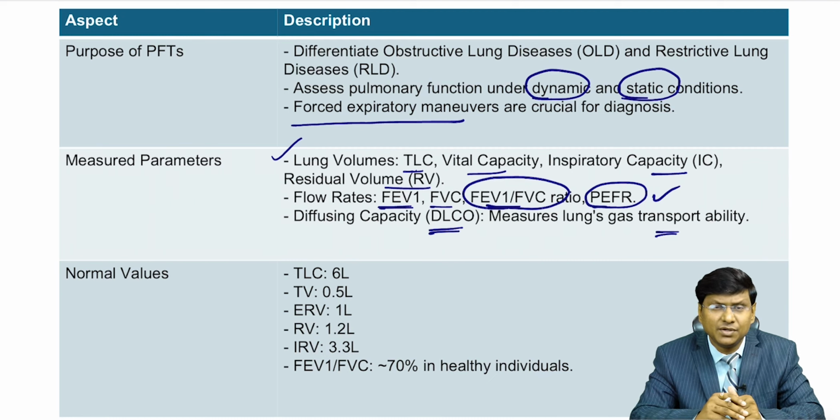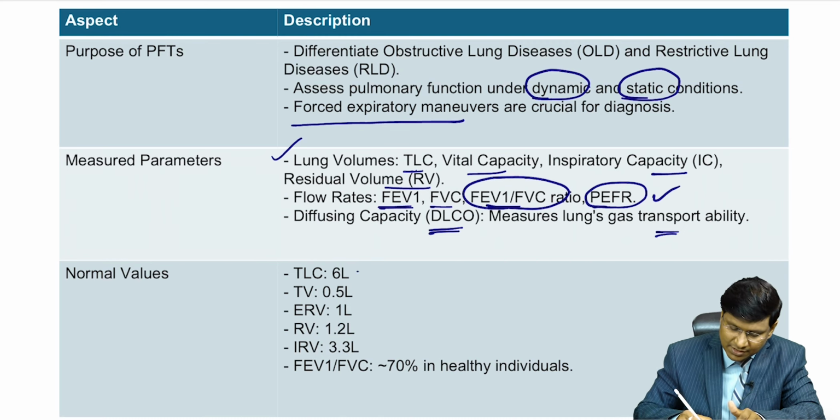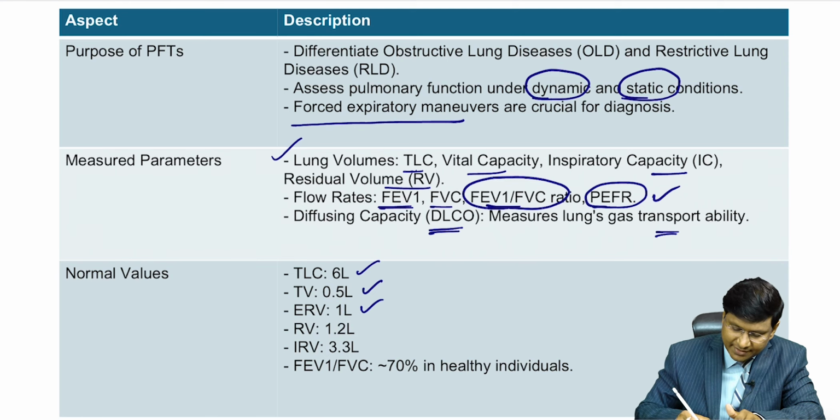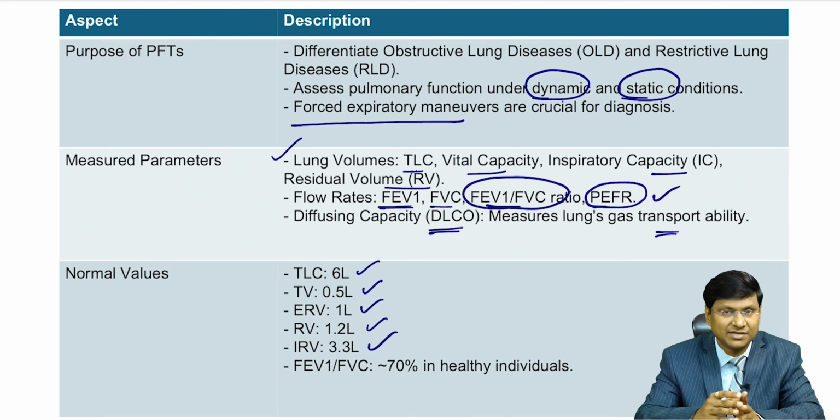If you take the normal volumes, how much is the normal total lung capacity? That is around 6 liters. The tidal volume is around 0.5 liters. The expiratory reserve volume is 1 liter, residual volume is 1.2 liters, and inspiratory reserve volume is 3.3 liters.